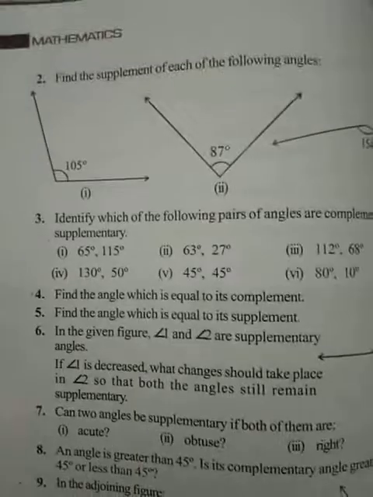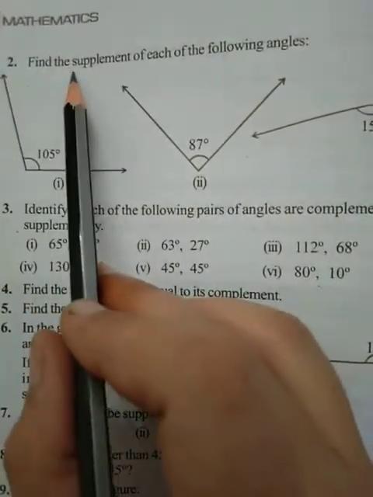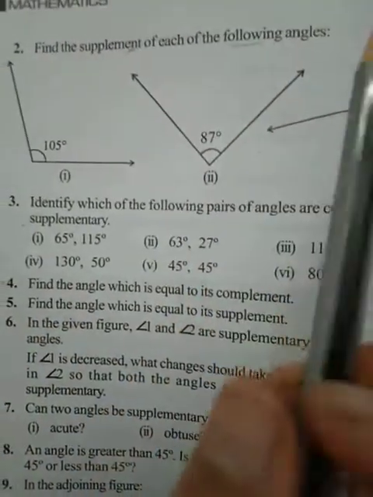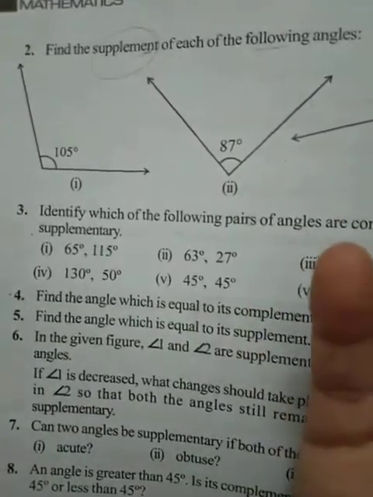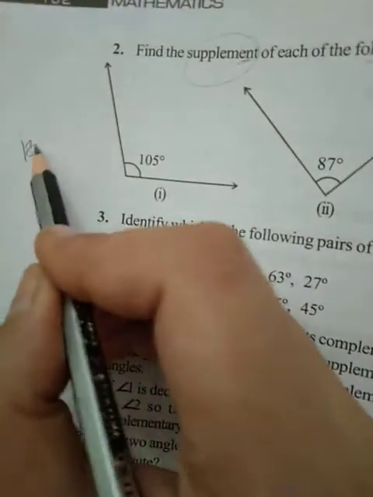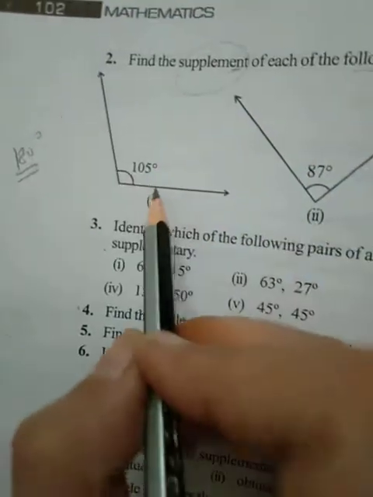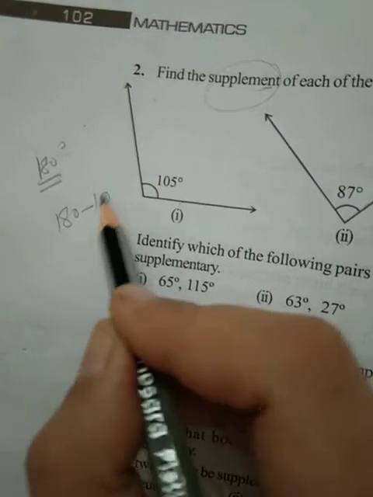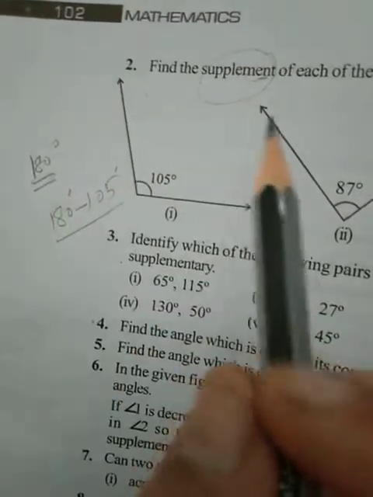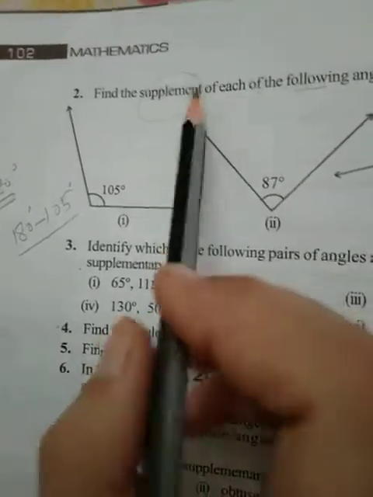Okay. Now see, in question 2 they are saying, find the supplement of each of the following. Here you have to find the supplement. Supplementary angles are those whose sum is 180 degrees. If one angle is given to you, how will you find the other one? 180 minus 105. Simple.